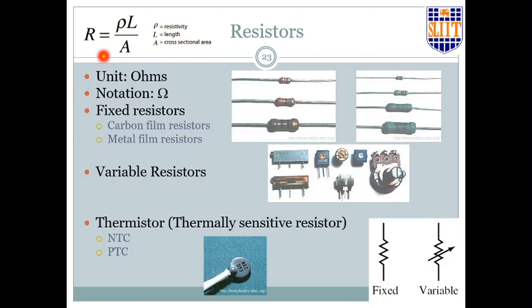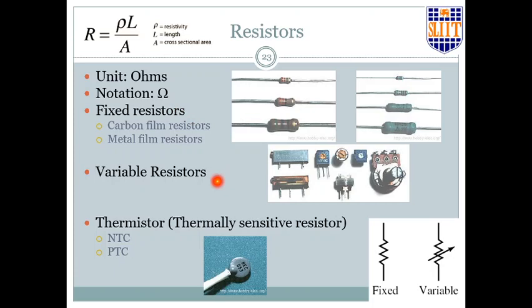Right? Now you can see, if you want to increase the resistance value, you either need to take a material that has a higher resistivity, or take a longer length, or reduce the cross-sectional area. These diagrams or photos show different types of resistors. The unit of resistance is ohms. The unit ohm is named after a scientist, so it is a capital O. The notation is capital Omega.